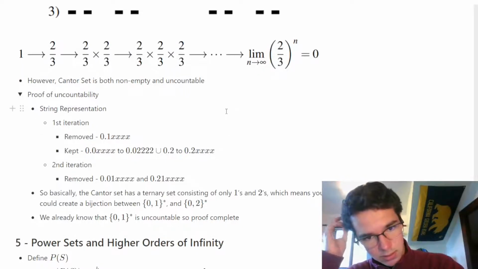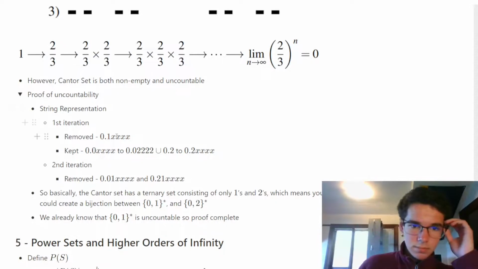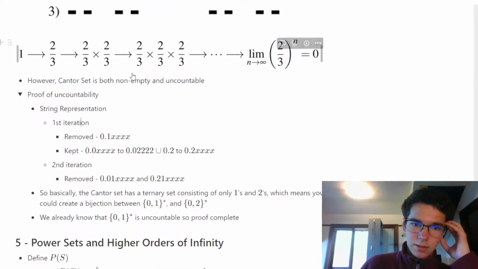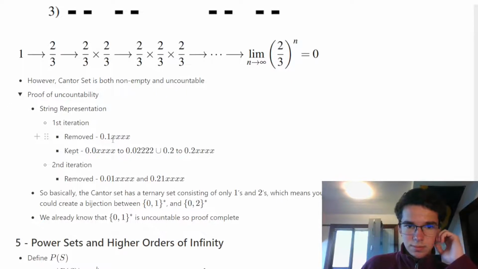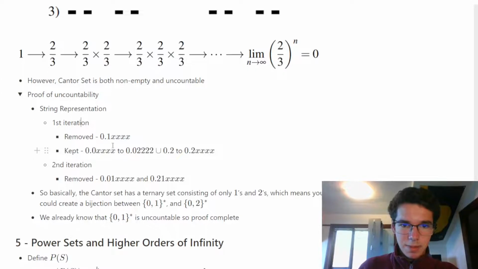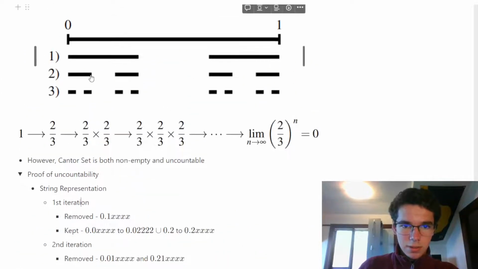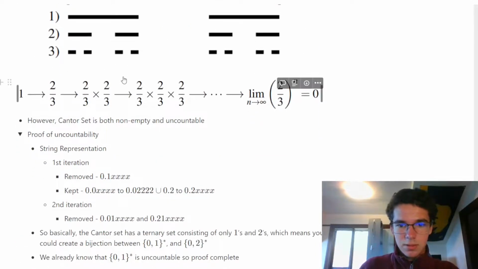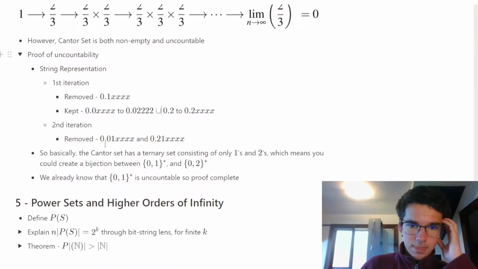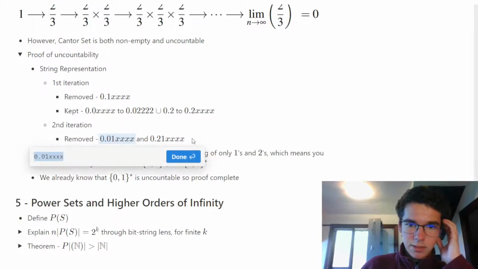Actually, I guess this technically represents the second iteration, because right here we have a third. With that third, we're going to take the middle part out, and then we're going to keep everything from 0 up to the very end, and then we're going to keep everything again from here, 0.2 up to as far as that goes. On the second iteration, we're basically going to do the same thing.